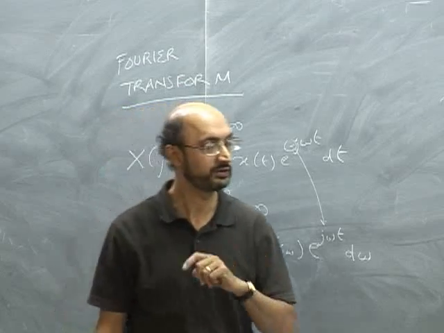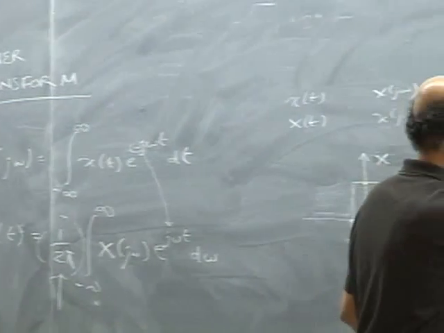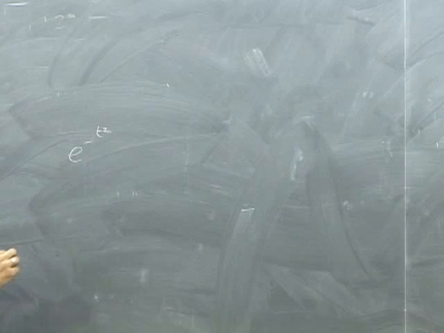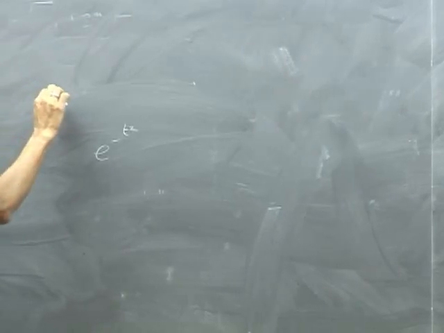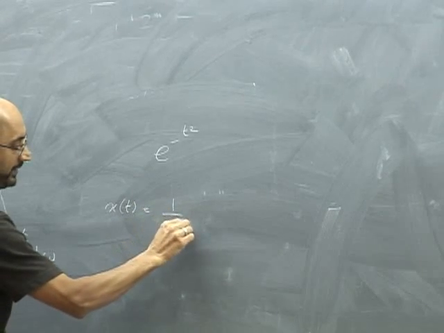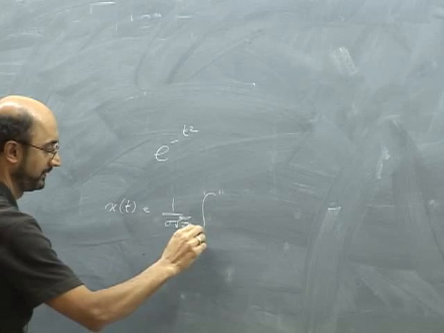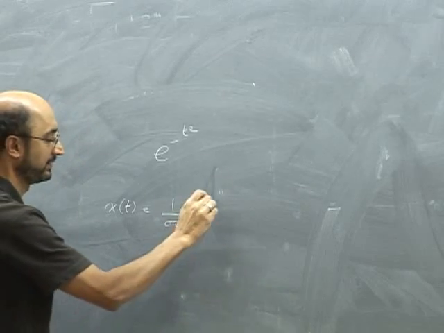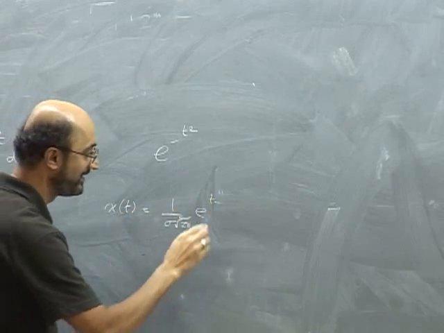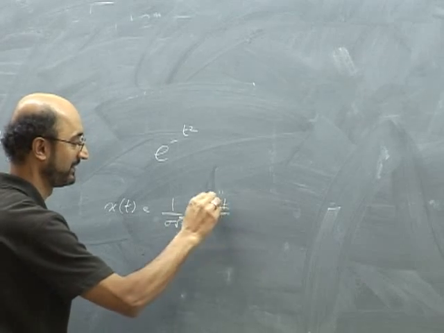Oh, and I should point out the one function which is very nice, because in both the time and frequency domains it looks the same, and that's the Gaussian. Essentially, e to the minus t squared is basically the Gaussian function, right? If you remember your Gaussian function, it's basically x(t) equals 1 upon sigma root 2 pi times e to the minus (t minus mu) squared over sigma squared.